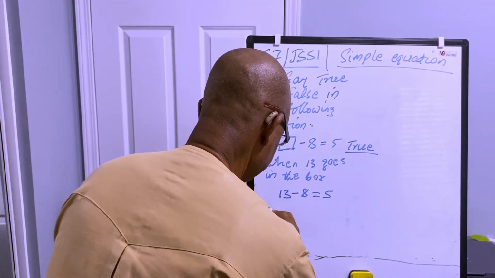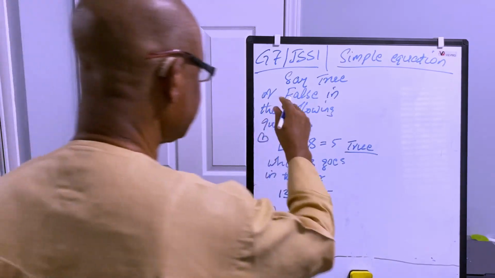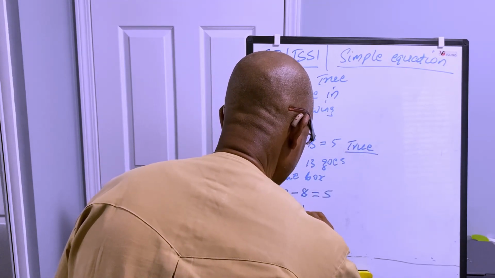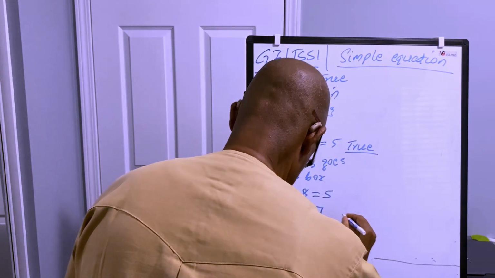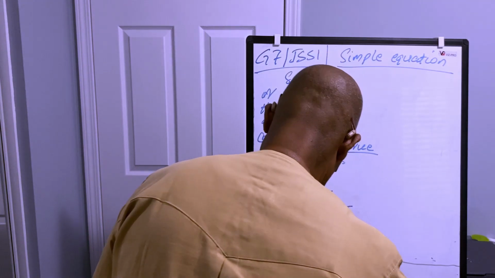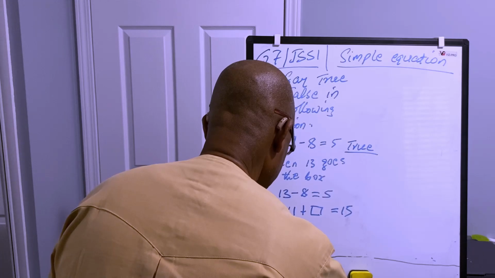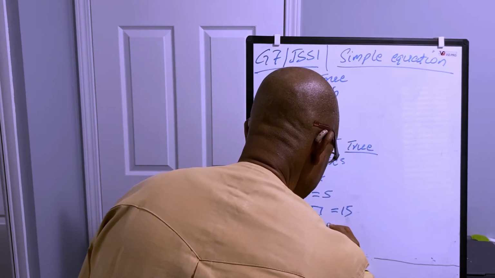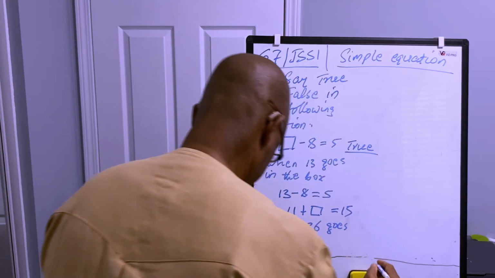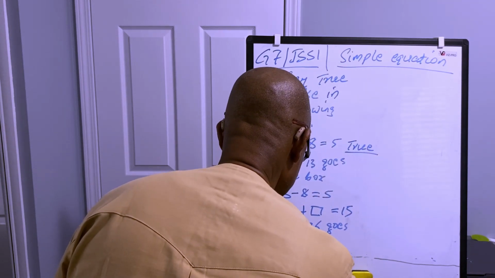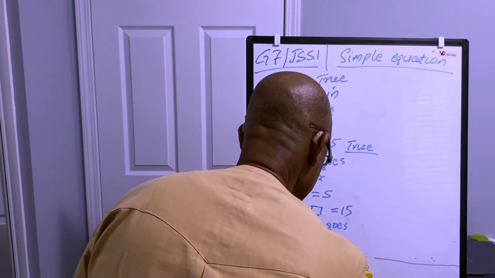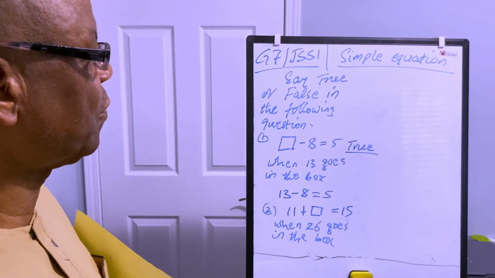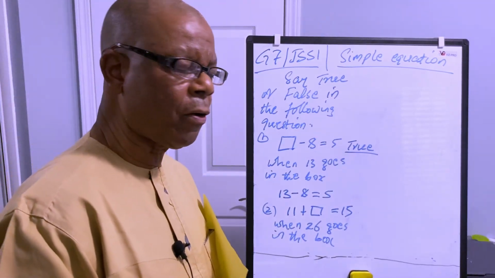Example 2. You are still expected to say if it is true or false when you have 11 plus box. Is it equals to 15? That is when 26 goes in the box. You now solve to confirm before you say true or false.